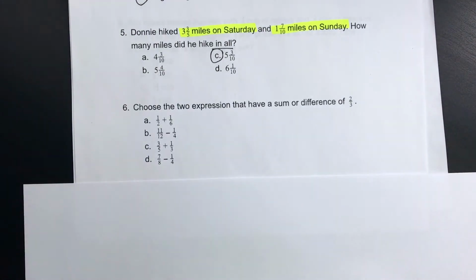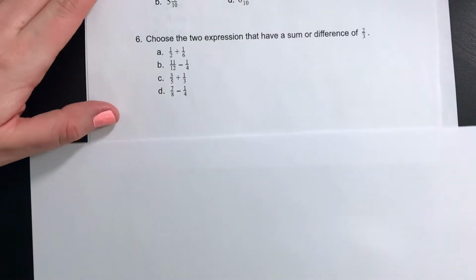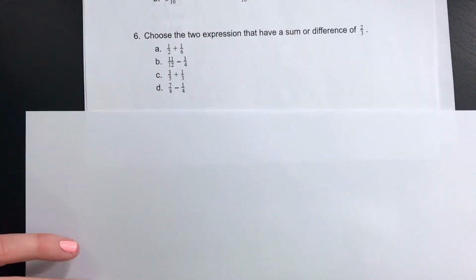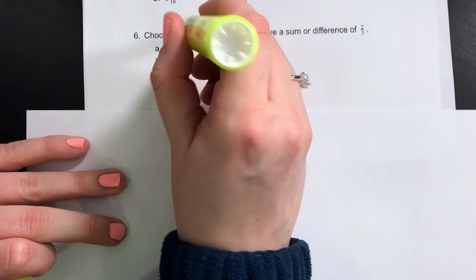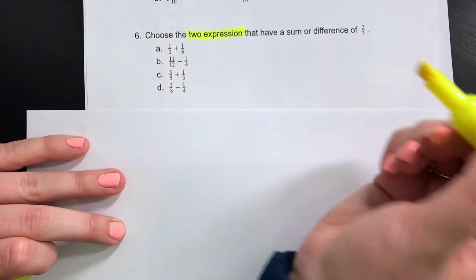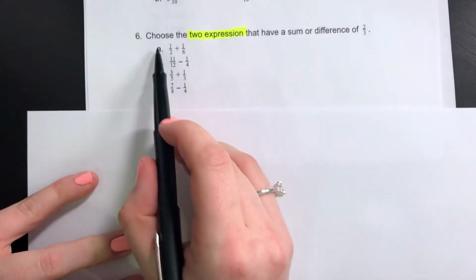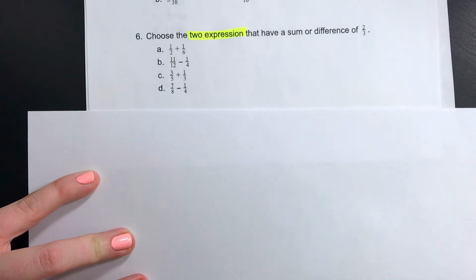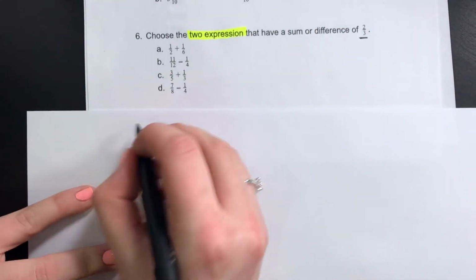Okay. And then number 6. Choose the 2 expressions. Okay, so that's really important. Choose the 2 expressions that have a sum or difference of 2/3. So there's actually going to be two answers here. All right, so we are going to have to go through each one of these answers, find the sum or difference, and see if it equals out to 2/3. All right, so let's start with A.